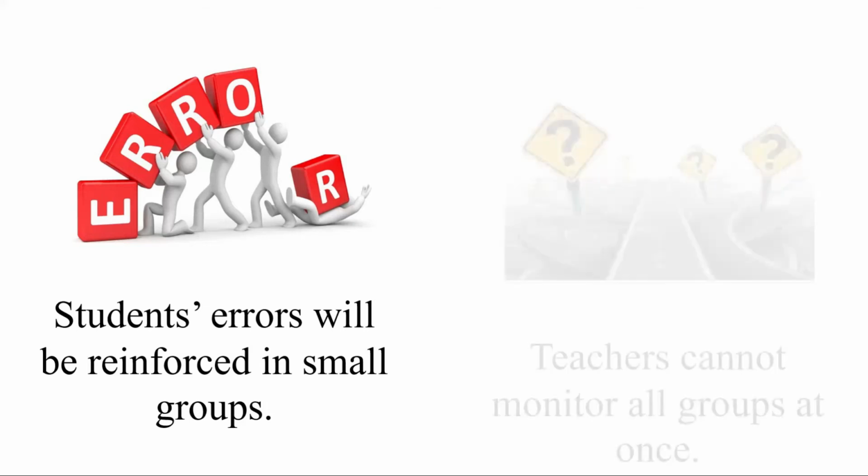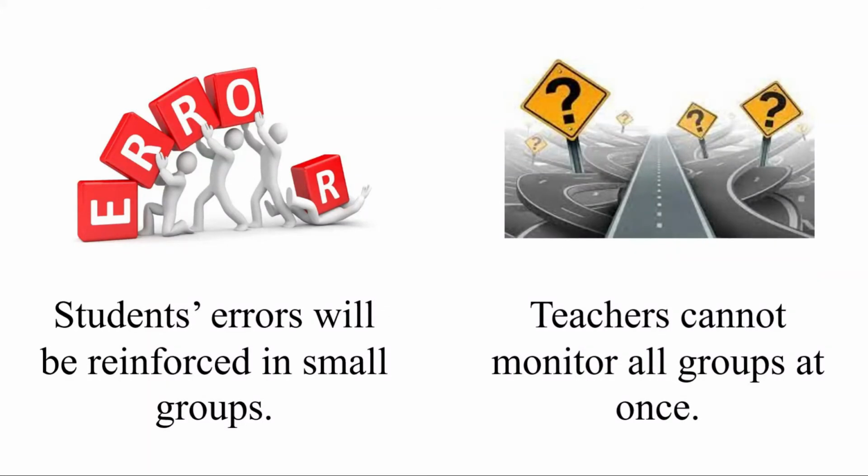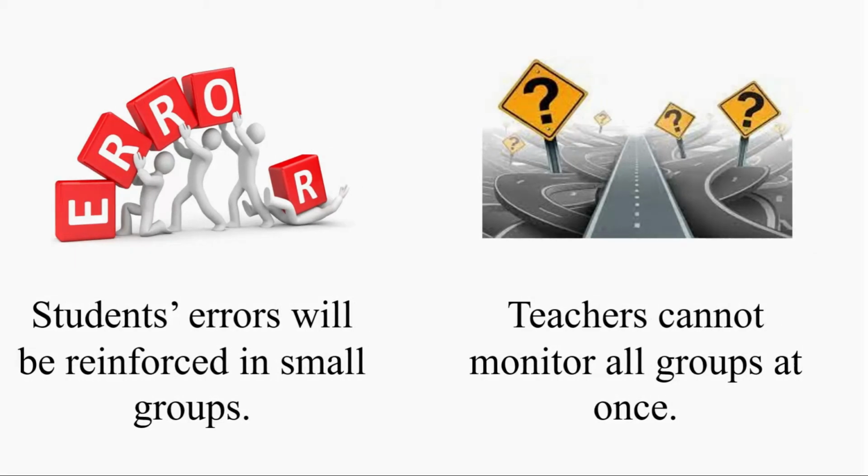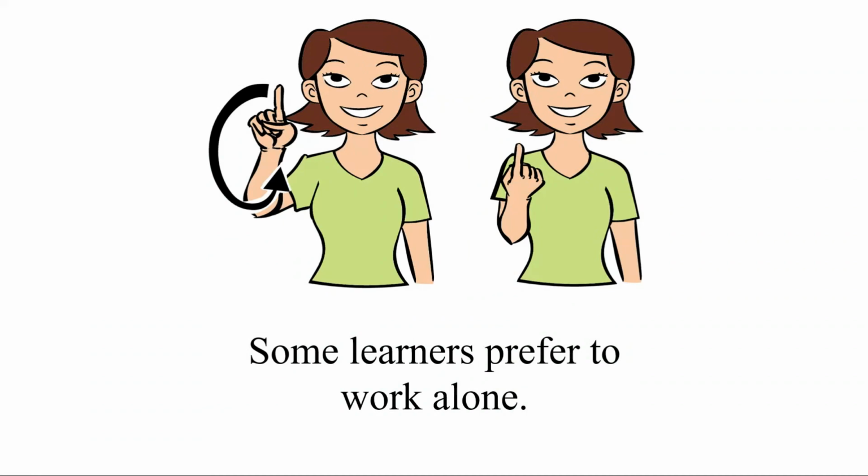The fourth one, teachers cannot monitor all groups at once. This is related to the control issue. Surely, control and monitoring are necessary, but the goal is to provide students authentic experiences, right? So it is not so bad to leave students to be in real communication. The last one, some learners prefer to work alone. So this is related to the learning style issue. Some learn better when they are in a group, but some just don't.